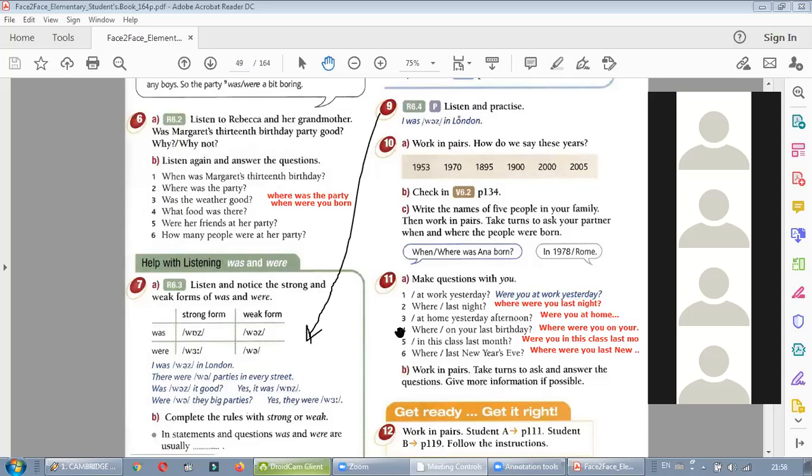Are they asking about the place, town or what? Yeah, they're asking about the place. I was at home. Okay. All right. Were you in this class last month? Yes, I was. Where were you last New Year's evening? I was at work. All right. That's it. Good questions, good answers.